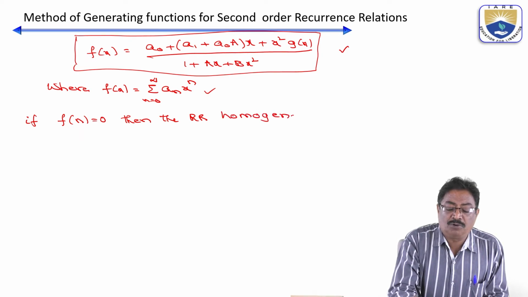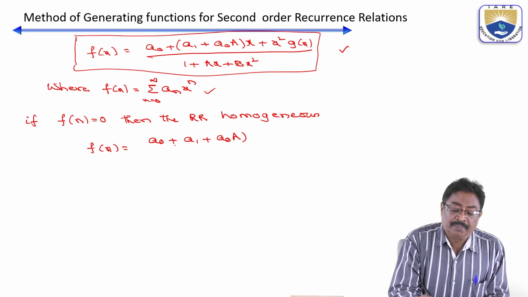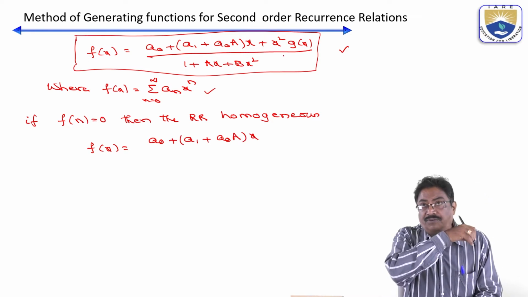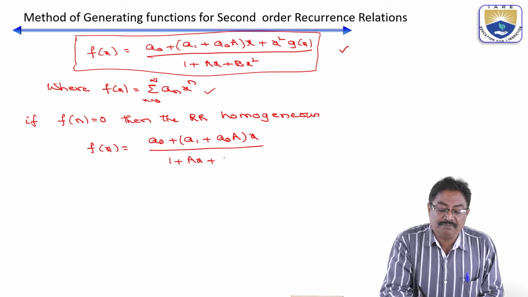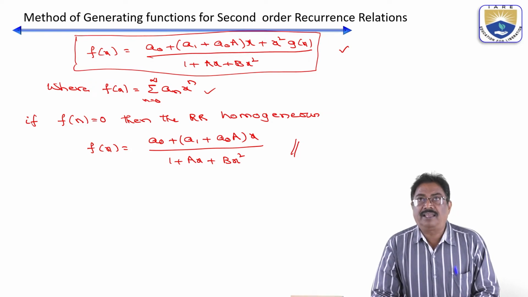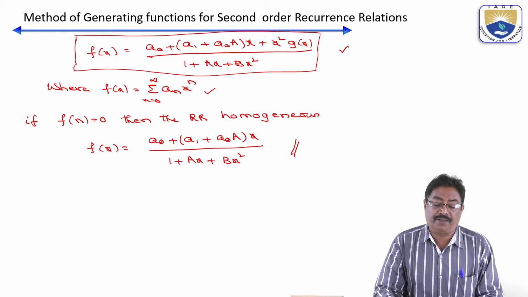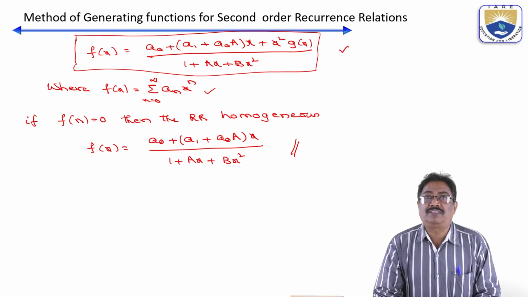So if it is homogeneous, then the generating function f of x is equal to a naught plus a1 plus a naught a into x, and of course this term will vanish, over 1 plus a x plus b x square. So this is the generating function for the homogeneous recurrence relation. If it is non-homogeneous, it will be given, then we have to calculate g of x. Otherwise, we just calculate what g of x is in the place of g of x.